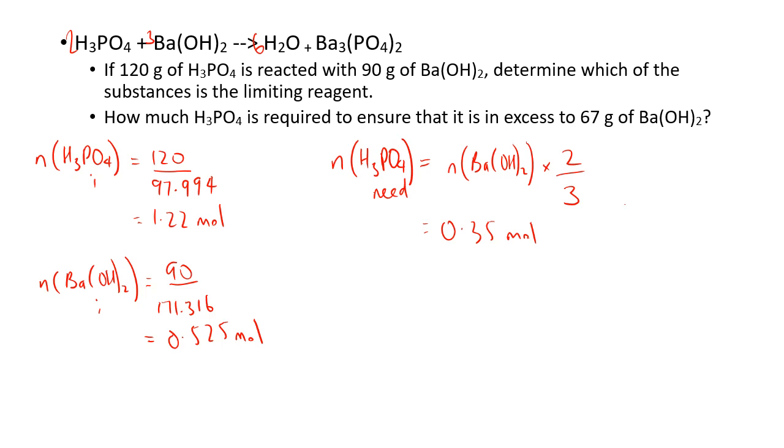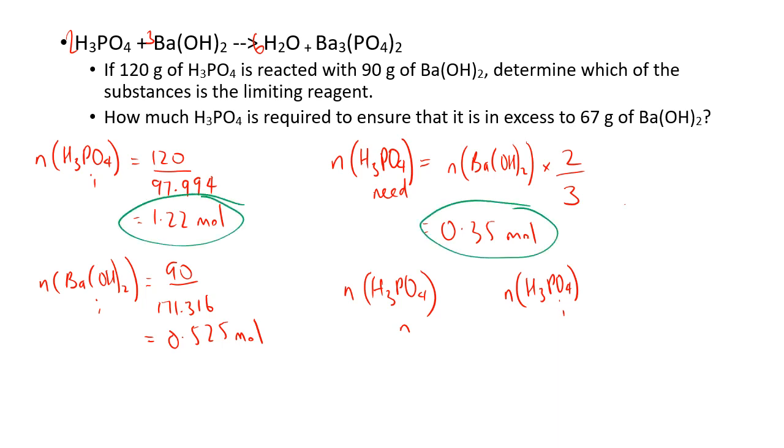So we've got that. We now have to compare the number of moles of H3PO4 needed compared to the number of moles of H3PO4 that we initially had. Which one is larger out of these two? It's the amount that we initially had. If the amount that we initially had is greater than the amount that we need, therefore the Ba(OH)2 is the limiting reagent. It's the other substance. We initially have more than we need, so therefore the other substance is the limiting reagent.